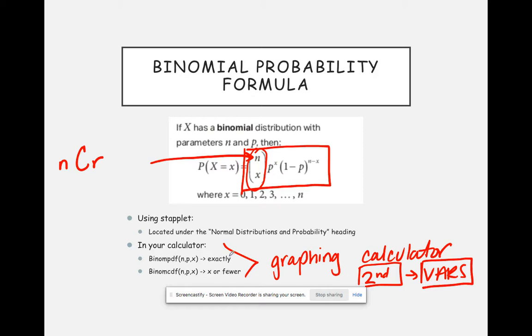And the way that these work is it would be the binomial PDF for exactly X successes in N trials. And this is your input: number of trials, probability of success, and then how many successes. Or sometimes you're interested in the probability of X or fewer successes. So that would be the CDF option: number of trials, probability of success, and the number of successes. So if you have the graphing calculator, you can try that out. If you don't, you don't need to worry about it. You can always use the formula or Statlet.